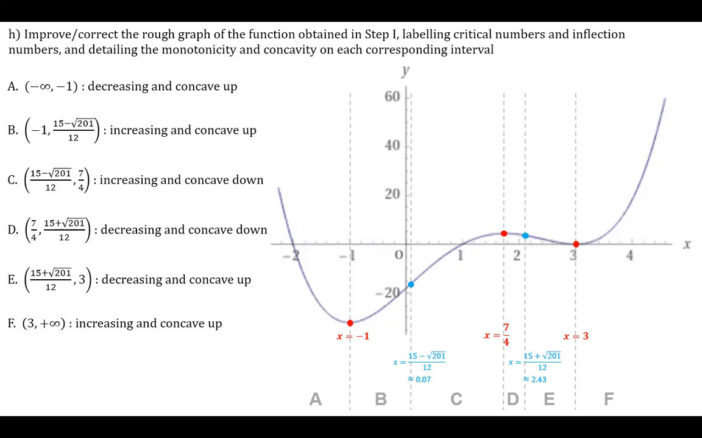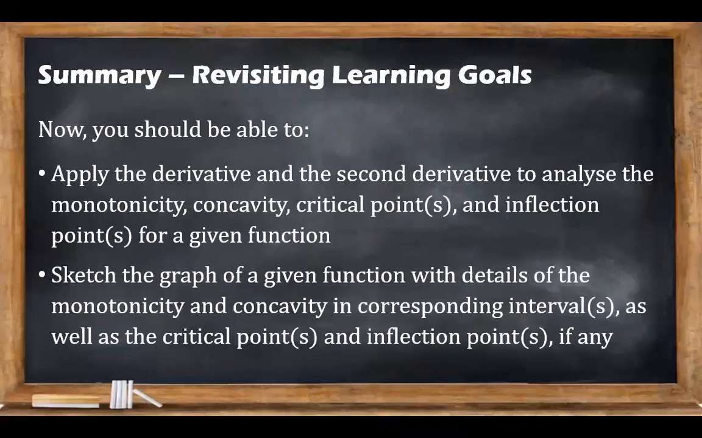If you don't have any questions, let's make a summary of today's lesson. Today we have learned how to sketch the graph of a function with details of the monotonicity and concavity. Now you should be able to apply the first derivative and the second derivative to analyze the monotonicity, concavity, critical points, and inflection points for a given function. Then sketch the graph of a given function with details of the monotonicity and concavity in corresponding intervals, as well as the critical points and inflection points, if any.